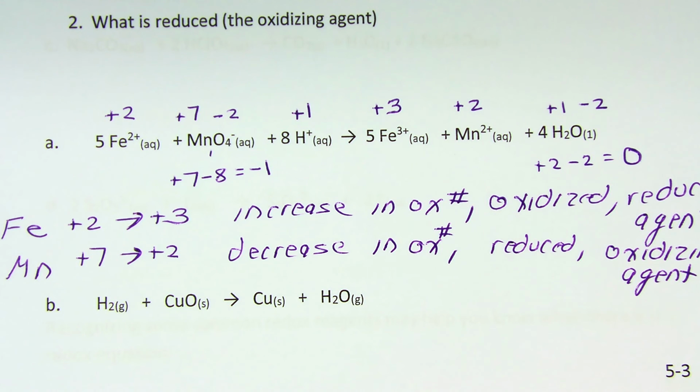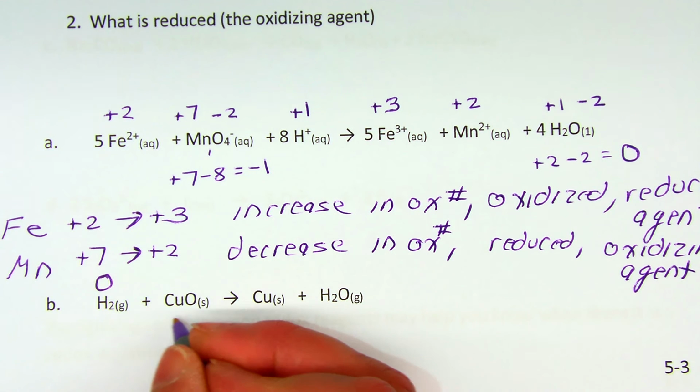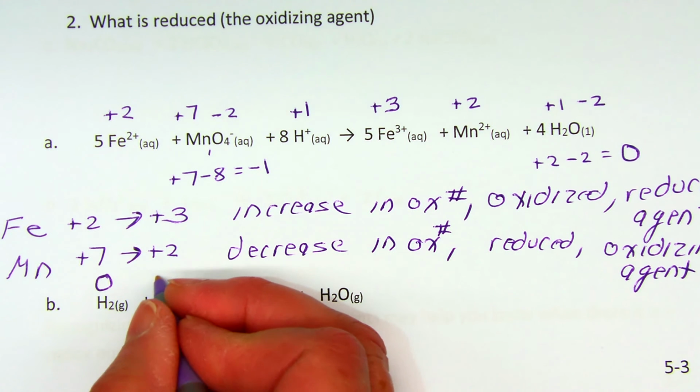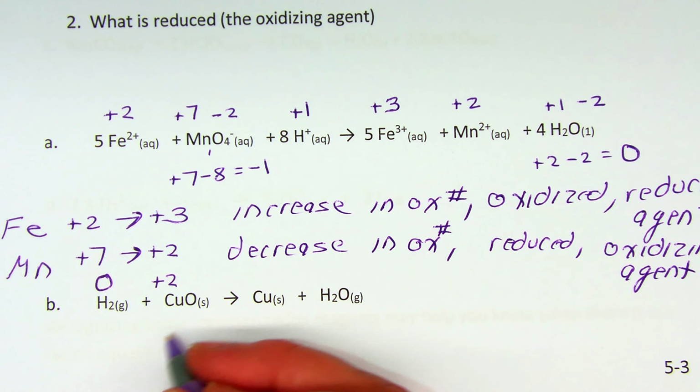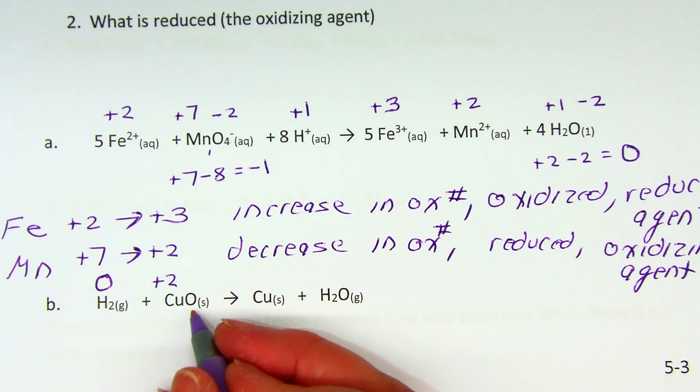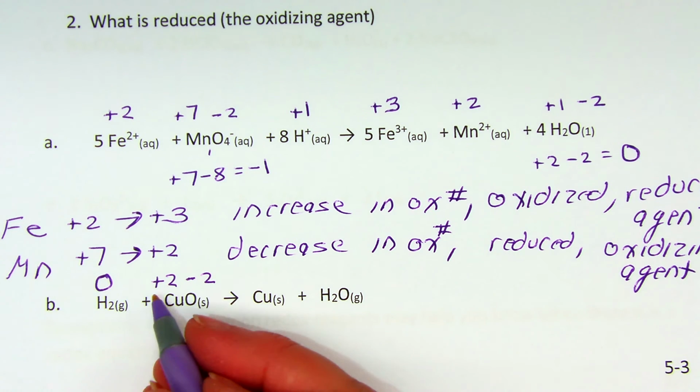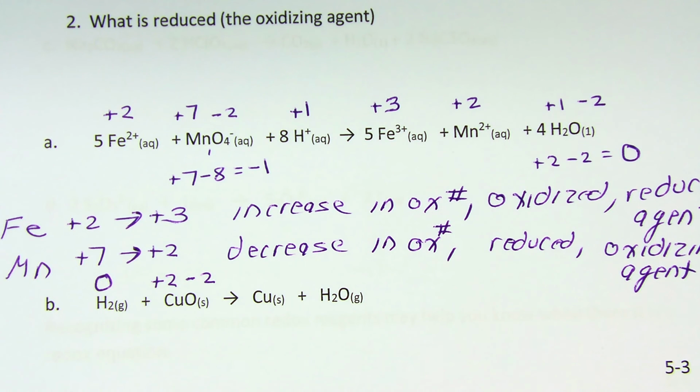All right, let's look at the next one. Hydrogen gas plus copper 2 oxide solid makes copper solid plus water gas. Well, hydrogen gas is an element in its natural state, 0. Copper 2 oxide is an ionic compound. Copper is a +2 ion, so it's a +2 oxidation number. Oxide's a -2 ion, so it's a -2 oxidation number. +2 minus 2 is 0.